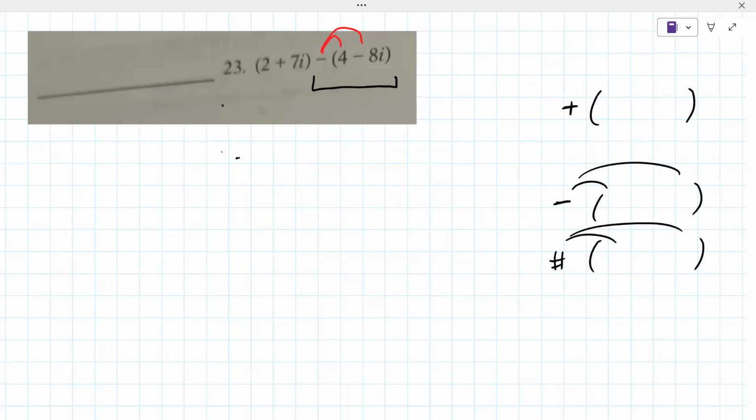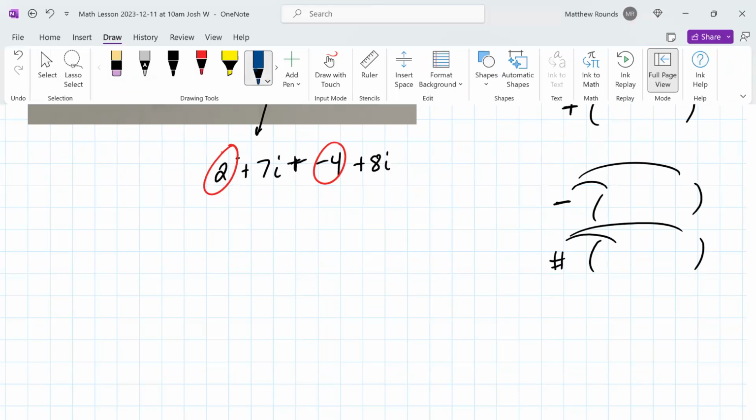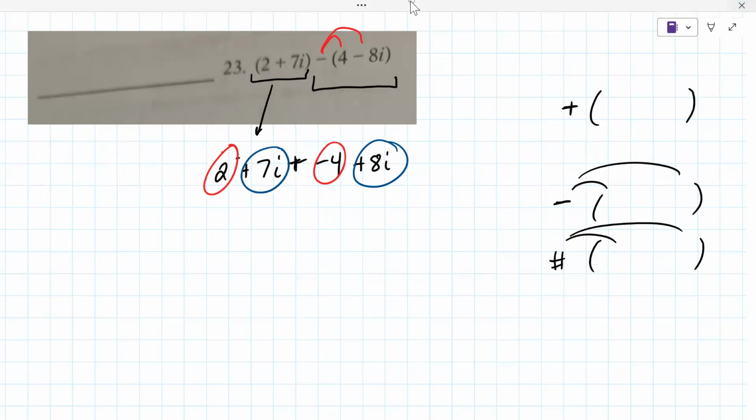It would be negative 4 and 8i, because both 8i cancel. Right, positive. And then you just bring this down because there's nothing out in front. So 2 plus 7i. And then you can also combine like terms, like the 2 and the -4. And then you can combine the positive 7i and the positive 8i. So can you tell me what that becomes when you combine like terms, please?